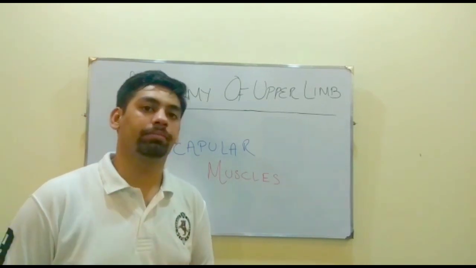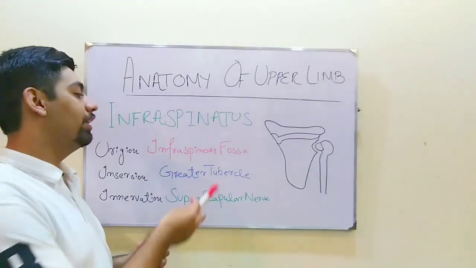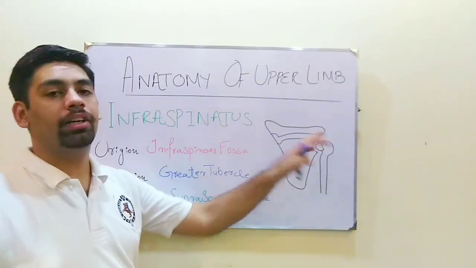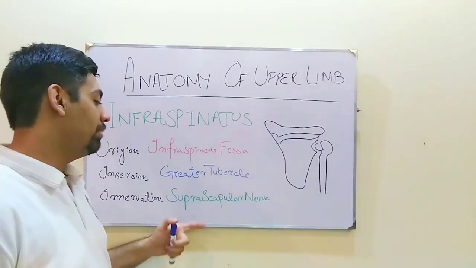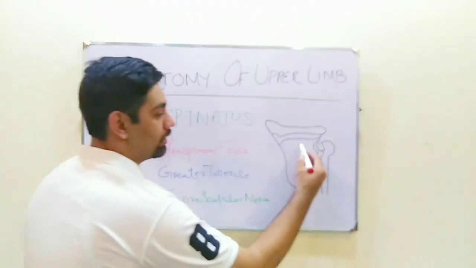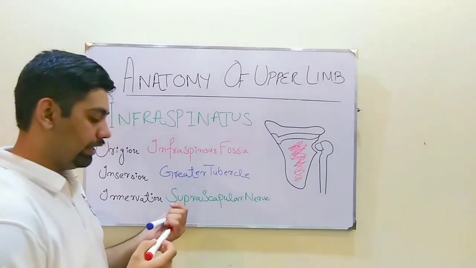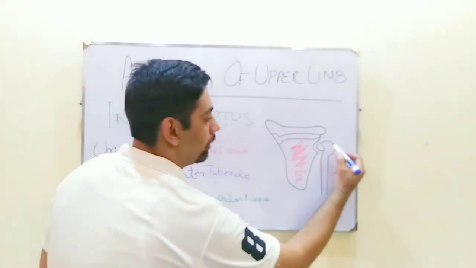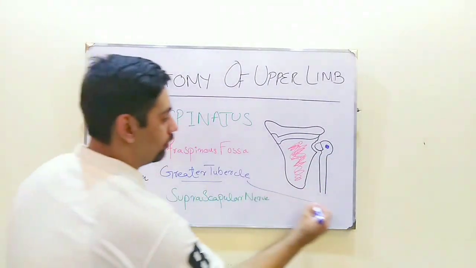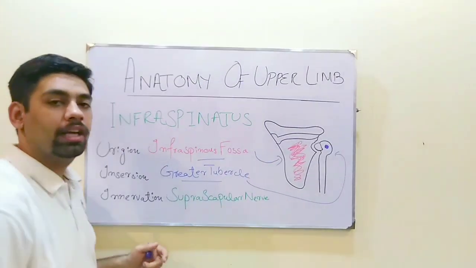So let's start. Everyone, the first muscle I will be talking about is the infraspinatus. The infraspinatus originates from the infraspinous fossa of the scapula and inserts on the greater tubercle of the humerus. It is supplied by the suprascapular nerve. You can see here, this is the infraspinous fossa of the scapula. The infraspinatus originates from this portion of the scapula and gets inserted on the greater tubercle of the humerus right here. This is the greater tubercle and this is the infraspinous fossa. It is supplied by the suprascapular nerve.